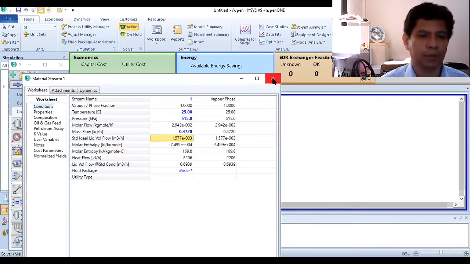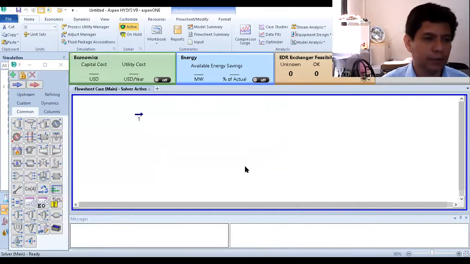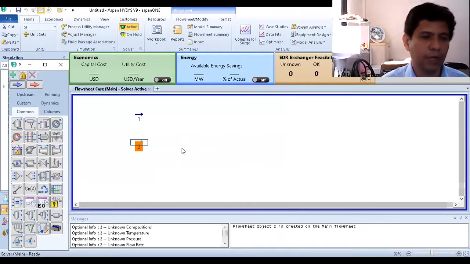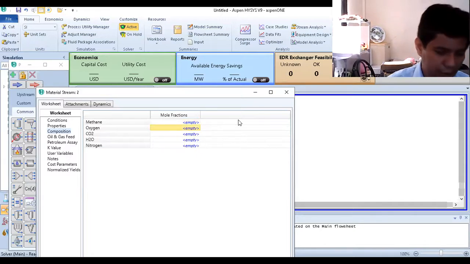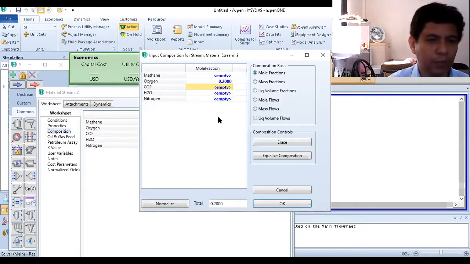Anyway, let's drag another material stream. This time this is for air. According to the problem, let's go to the composition. We have 20% oxygen, so that's 0.2, and 80% nitrogen, that's 0.8.